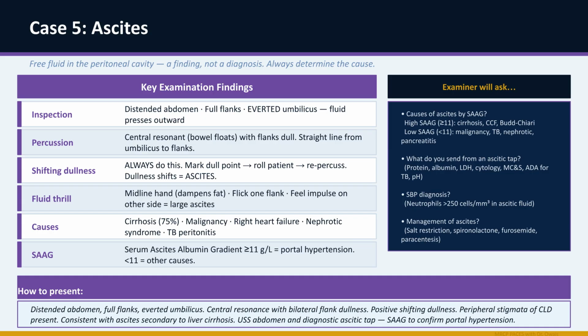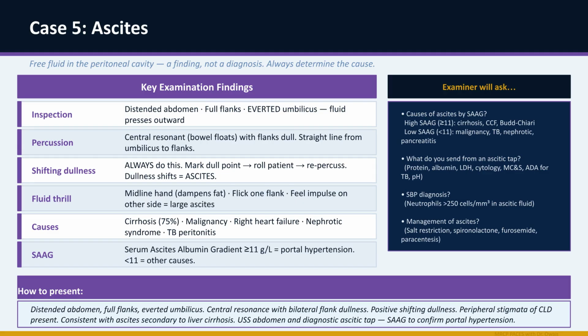Presenting: I found evidence of ascites. The abdomen was distended with fullness of the flanks and an everted umbilicus. Percussion revealed central resonance with bilateral flank dullness. Shifting dullness was positive. There were peripheral stigmata of chronic liver disease: leukonychia, palmar erythema, spider naevi, and Dupuytren's contracture. These findings are consistent with ascites, secondary to liver cirrhosis, most likely alcoholic.